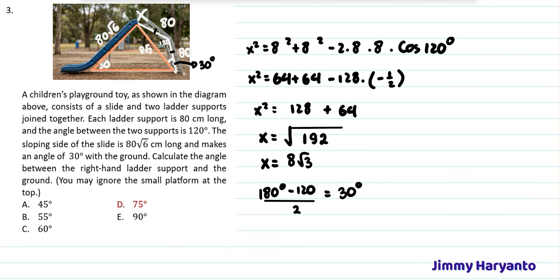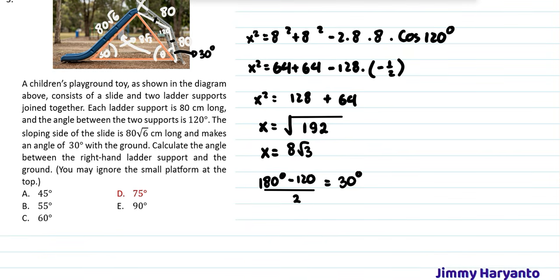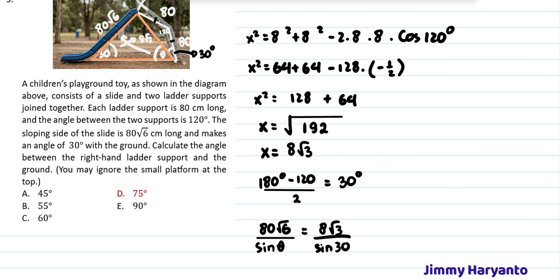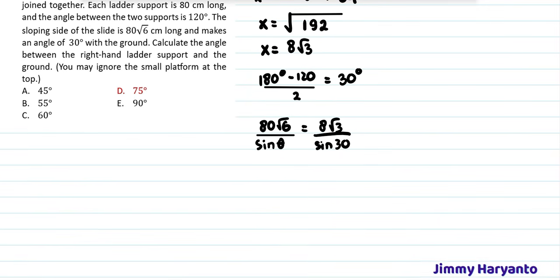Okay, so we have 30 degree right here. 30 degree will correspond with the 8 square root of 3, and then this angle, let's say it's theta, will correspond with the 80 square root of 6. That means we have to use sine rule. Sine rule says 80 square root of 6 over sine theta equals to 8 square root of 3 over sine 30. Okay, let's simplify this.